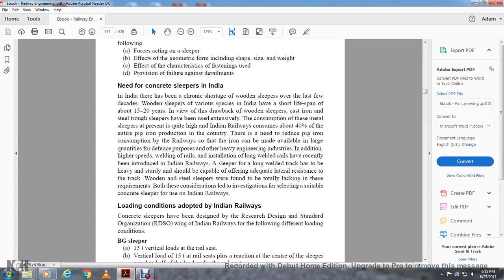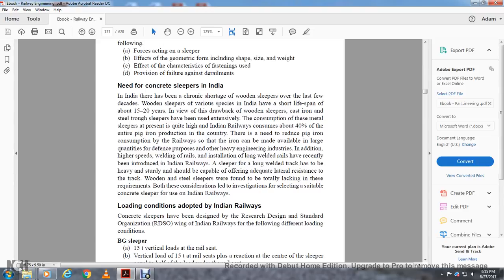There is a need to reduce pig iron consumption by the railways so that the iron can be made available in large quantities for other heavy engineering industries. In addition to high-speed welding rail installation, long welded rails have recently been introduced in Indian Railways. The sleeper for long welded track has to be heavy and sturdy, capable of offering adequate lateral resistance to the track. Wooden and steel sleepers would be found totally lacking in the suitable requirements, so investigation was led into selecting suitable concrete sleepers for use on Indian Railways.